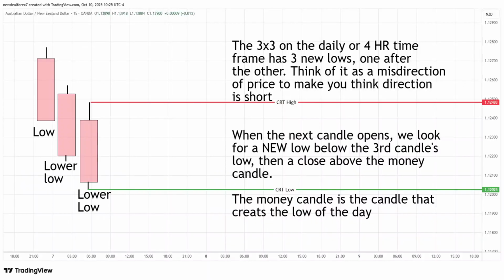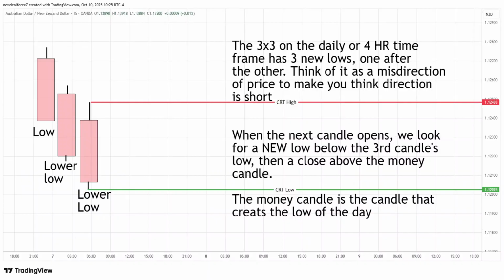Here is the first part of what we need to understand: the 3x3 on the daily or 4-hour time frame. I don't trade this in any other time frame. I don't look for this on the 1 hour or the 15-minute. No, daily or 4-hour. It has to have three new lows, one after the other. Even though this is a bearish example, it's the same thing in reverse for a bullish example. Three green candles, three red candles.